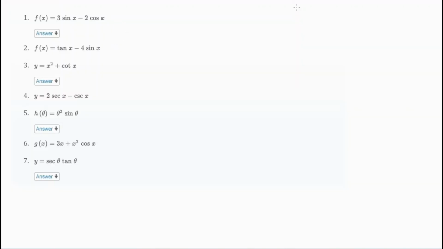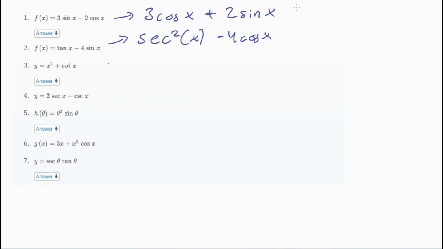Alright, so first of all, we have 3 sine x minus 2 cosine x, which we just use trig derivatives. It's going to be 3 cosine x plus 2 sine x, because the derivative of cosine is negative sine, and 2 negatives is a positive. Now number 2 is tan x minus 4 sine x. The derivative of tan is secant squared x, minus 4 cosine x.